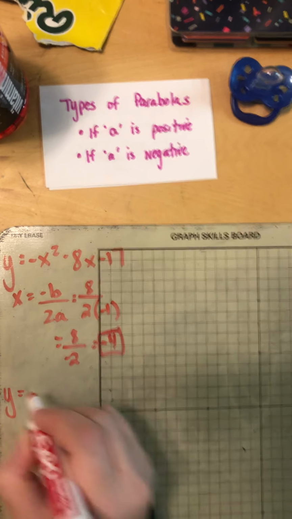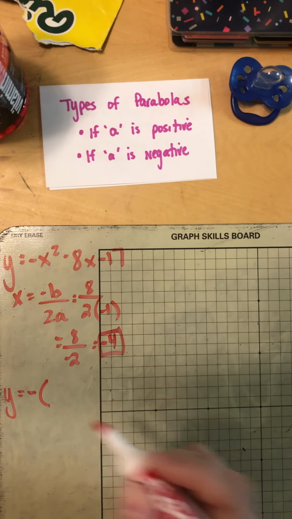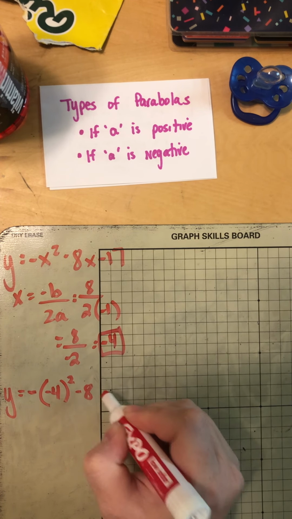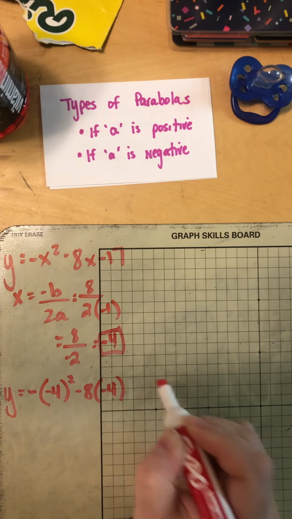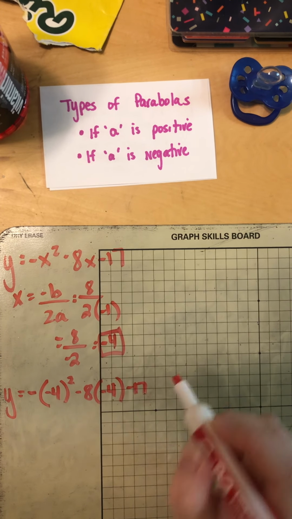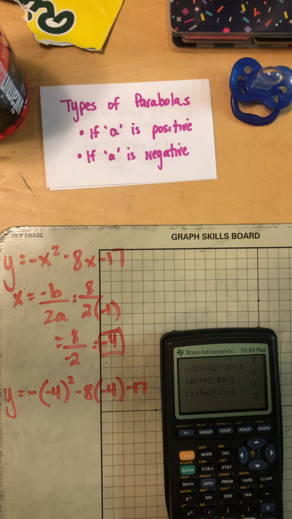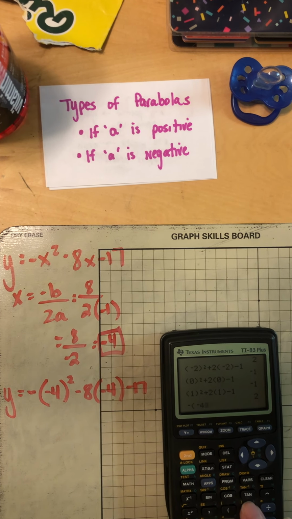Y equals negative, now it's negative 4. Don't forget that negative on the outside, squared, minus 8 times negative 4, and then minus 17. Plug this into your calculator. So negative on the outside. Remember, it's not a minus, it's a negative. So negative, parenthesis, negative 4, close your parentheses, squared, minus 8, parenthesis, negative 4, close your parentheses, minus 17 equals negative 1.